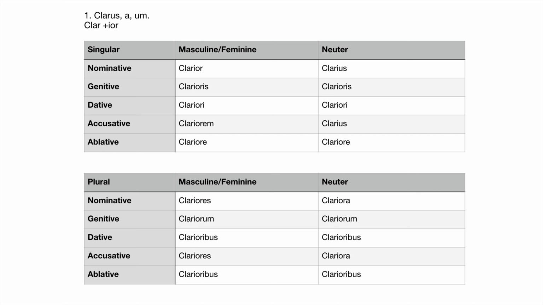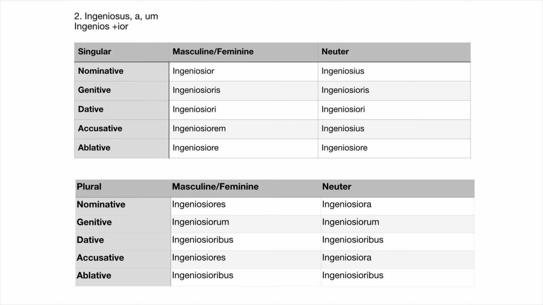So if we want to take a look at one more to help make sure we've gotten our head around it, we'd look at ingeniosus, right, to mean talented. So we're going to take ingenios and add IOR: ingeniosior, ingeniosiores, ingeniosiori, so on from there. Now, once again, when we're looking at the neuter, we will see that the nominative and accusative singular doesn't have the IOR, right? It's ingeniosius. So we have the I, but not IOR, ingeniosius. And then the IOR comes back in the genitive singular, ingeniosioris.